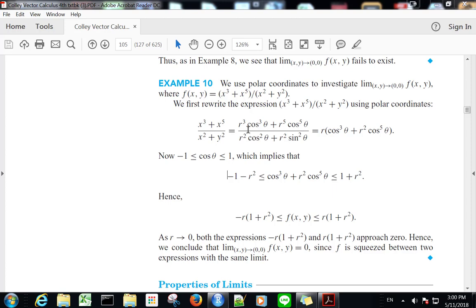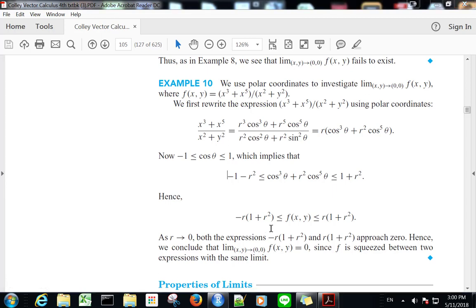So we said that this is equal to that, so the only difference here is r is in there. So if we multiply, so f is with the r inside, we multiply both sides by r, and then we can say f is bounded by that.